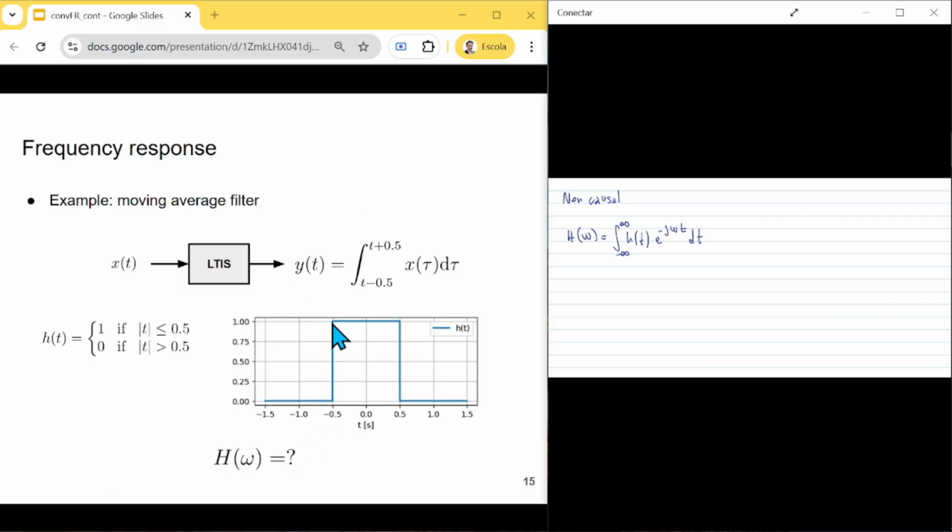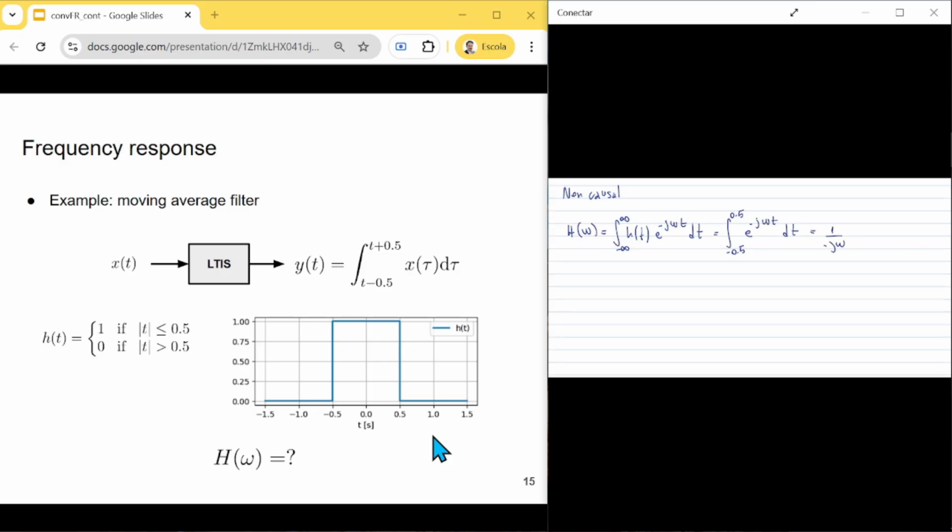So this guy, it's just 1 from minus half to 1/2. So I can just change the limits of the integral, right? From minus half a second up to half a second. Then I can just neglect this part. And we have just e to the minus j omega t dt. So what we have is we have to pass this guy dividing, right? 1 over minus j omega. And here e to the minus j omega t with t ranging from minus half up to half.